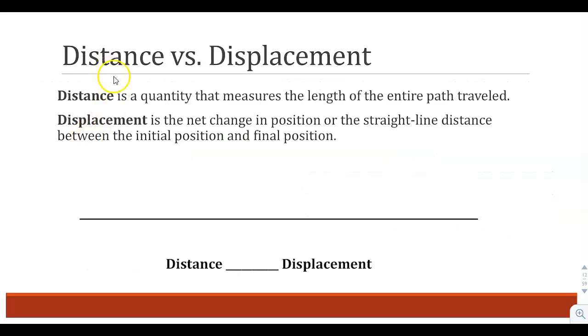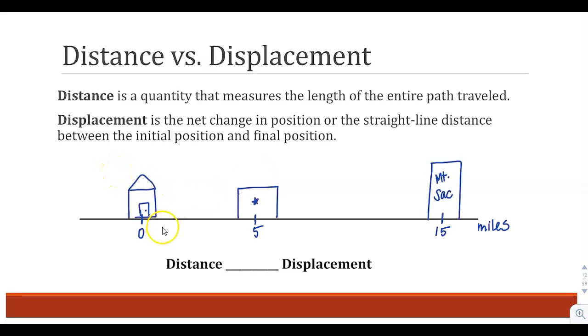Now we want to understand the difference between distance and displacement. Distance is a quantity that measures the length of the entire path traveled, whereas displacement is the net change in position, or it's the straight line distance between the initial position and the final position. So let's look at an example with some horizontal linear motion. Let's suppose you take a straight path to school every day. So this is your starting location, and let's say there's a Starbucks, this is my Starbucks, that's 5 miles away on a straight path to school, and then at 15 miles away is school over here at Mount Sac.